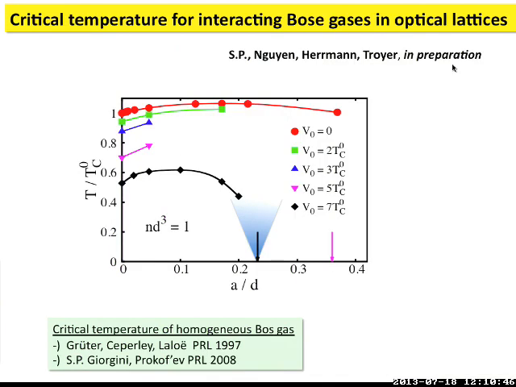Okay, then we extended the study to finite temperatures. And what we calculated here, using path integral Monte Carlo at finite temperature, is the critical temperature for the transition from the normal phase at high temperature to the superfluid phase at low temperature. And we did that as a function of the strength of the interaction and for these different intensities of the periodic potential. So if you set V0 to 0, you just have an interacting Bose gas in a homogeneous configuration. And then here you have the result which was obtained already a few years ago.